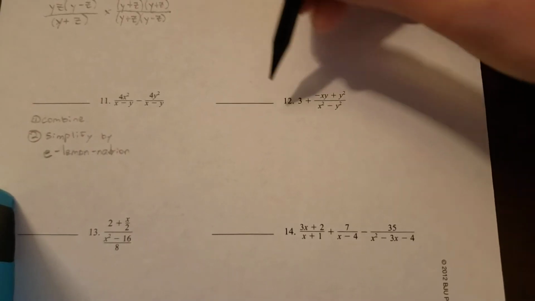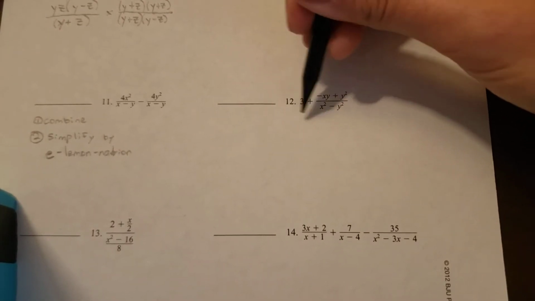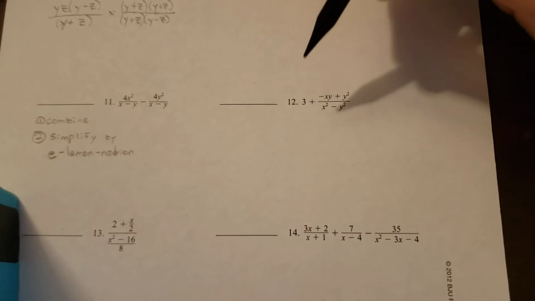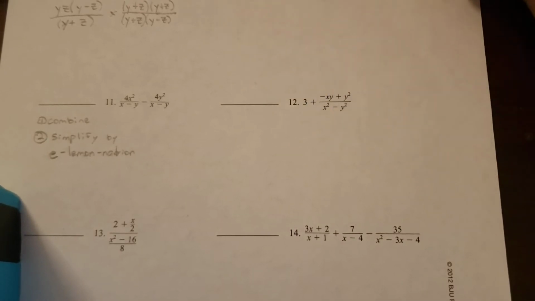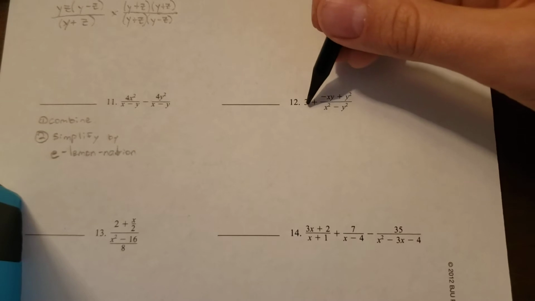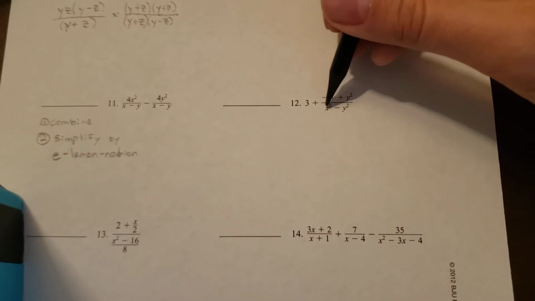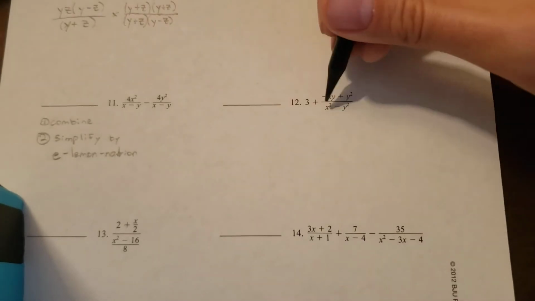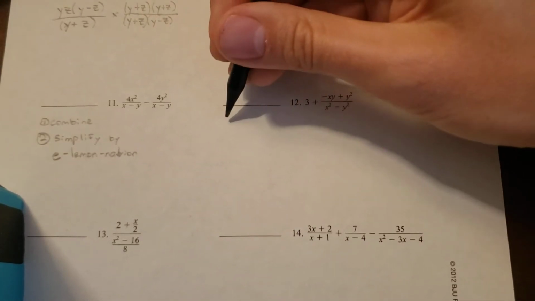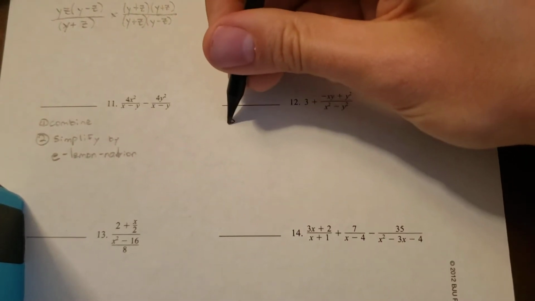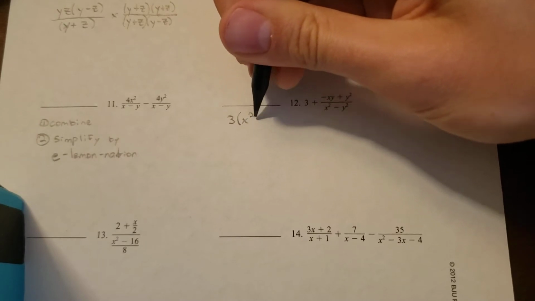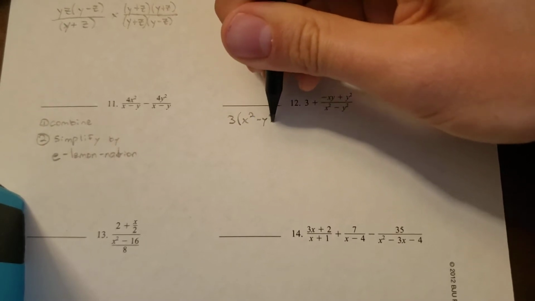Okay, now this. Oh, this. Now, because this does not have the same denominator, it needs to have it. So I need to multiply both top and bottom by this. Now, I'm going to rewrite it as 3x squared minus y squared. Whoa.